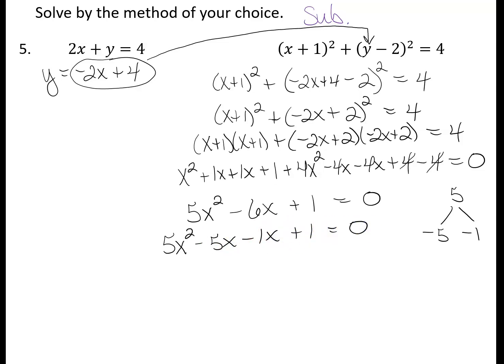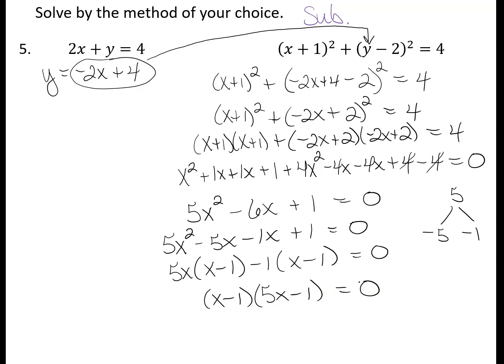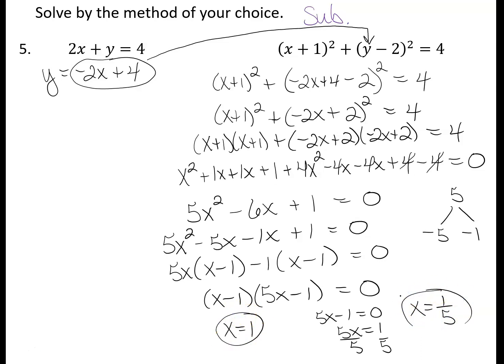And now we can factor by grouping. So we're going to pull out a 5x and pull out a negative 1. And then we've got the x minus 1 in common. Pull it out. Leaves us 5x minus 1. And set each of those equal to 0. We get x equals 1. And if you need to work it out, let me go and work that out real quick. Add the 1 and divide by 5. So the other answer would be x equals 1/5. So we've got x equals 1 and x equals 1/5.